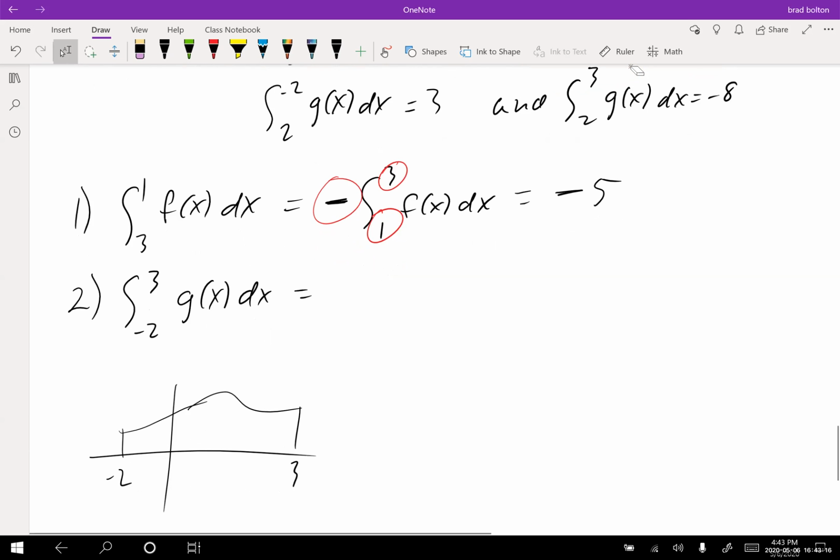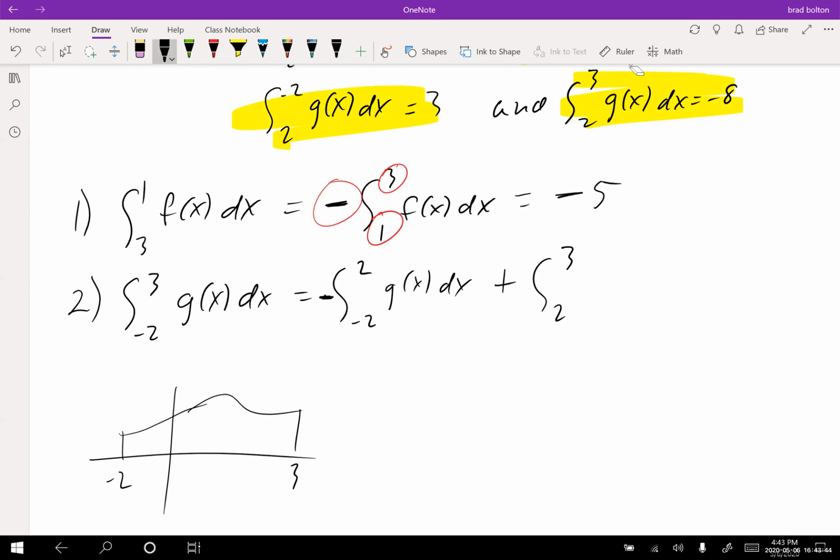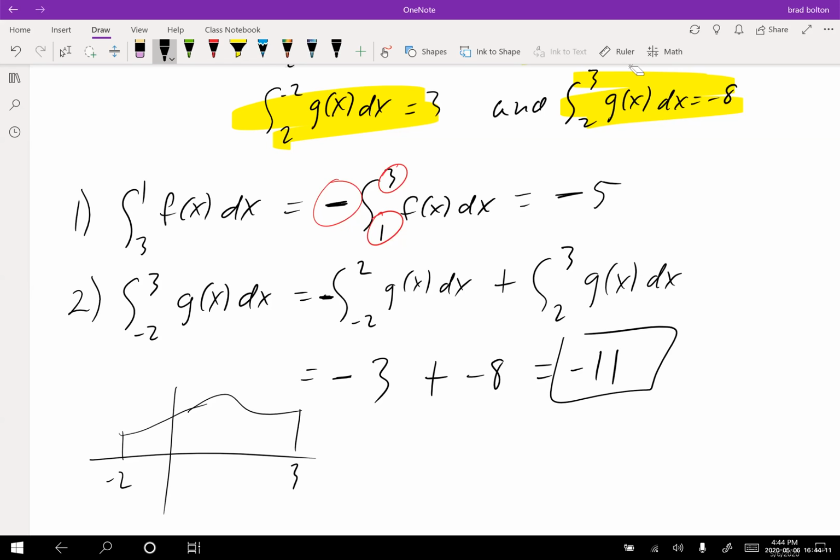But they told us that 2 to negative 2 of g of x is worth 3. So that means we're going to rearrange this from negative 2 to 2 of g of x dx. Now we know from negative 2 to 2 has to be a negative of whatever it used to be because I rearranged the limits of integration. And I'm going to do plus from 2 to 3 of g of x dx. So I'm now using this guy and this guy, but rearranging them in a certain order. So from negative 2 to 2 should be negative 3, because from 2 to negative 2 is 3. So it should be negative 3 plus from 2 to 3 of g of x, which is negative 8. So we get negative 11, okay?